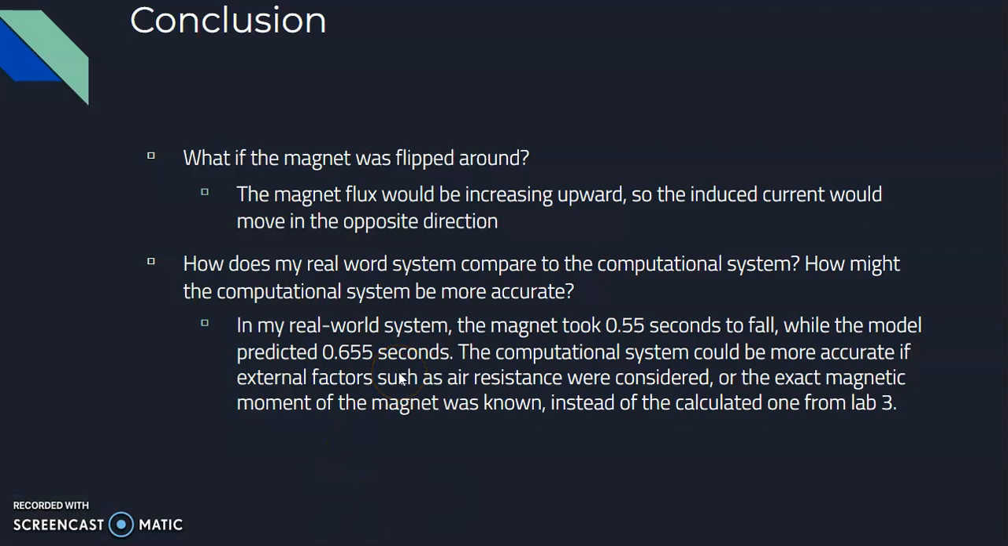How does my real world system compare to the computational system? Well, in the real world, there are other things like air resistance. That's actually a pretty big thing that could affect your real world experiment, which is why our data was different, from the 0.55 that I observed to the 0.65 that the computer computed.